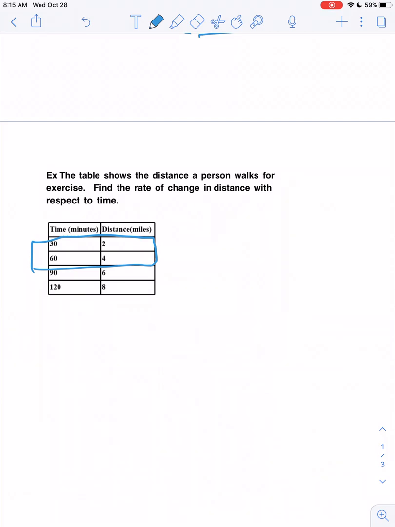We're going to take our y minus our y, so it's 4 minus 2, which is miles, over our x minus our x, which is our minutes, 60 minus 30 minutes. 4 minus 2 gives us 2. 60 minus 30 gives us 30. Reduce that to 1 over 15. So it looks like they walk 1 mile for every 15 minutes.